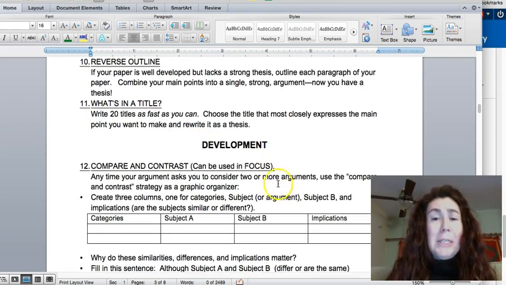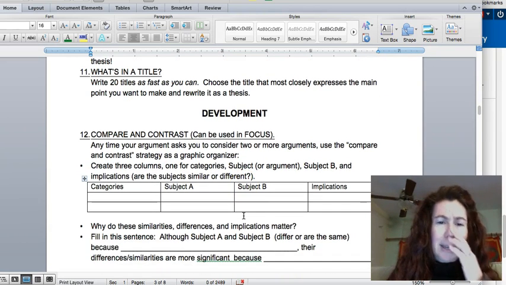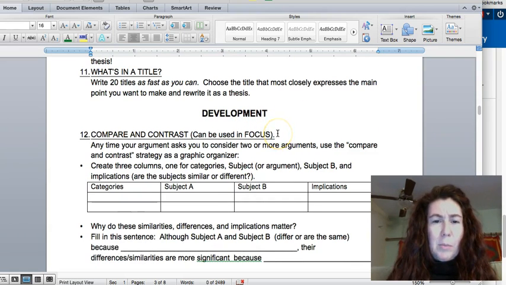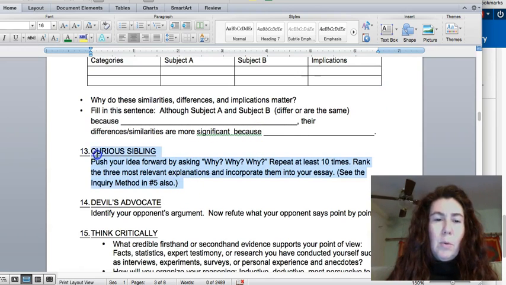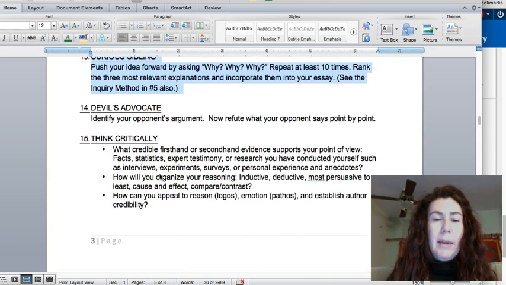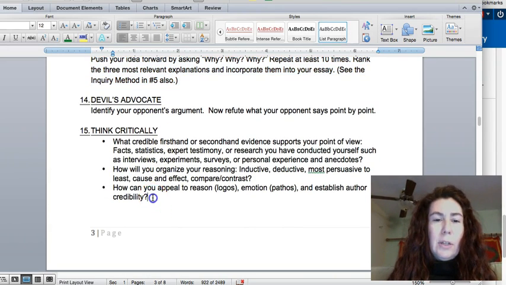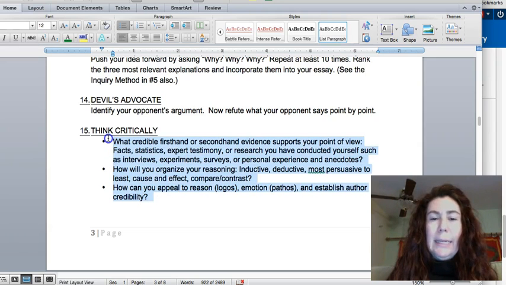And this is set up just like the hierarchy of concerns, so that you will be able to say, oh yeah, the person's essay seemed to have some issues with development, and maybe if they started asking themselves some questions, like the curious sibling strategy, that would help them. Or maybe the think critically section would help them, because they really seem to be needing a lot more statistics or facts to substantiate what they're trying to say. So you just copy this, paste it, put it in your letter of analysis, and you're done.